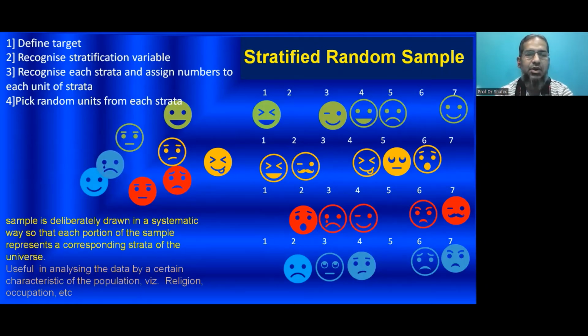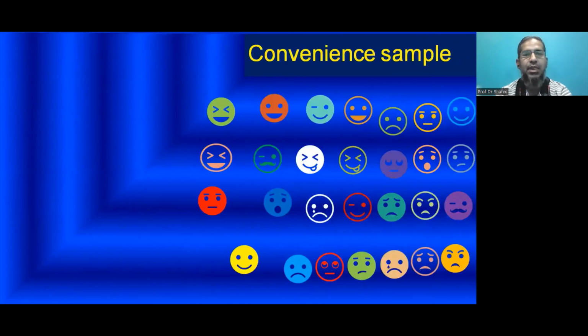The sample is deliberately drawn in a systematic way so that each portion of the sample represents a corresponding stratum of the universe. This is useful in analyzing the data by certain characteristics of the population like religion and occupation. All these factors can be considered.